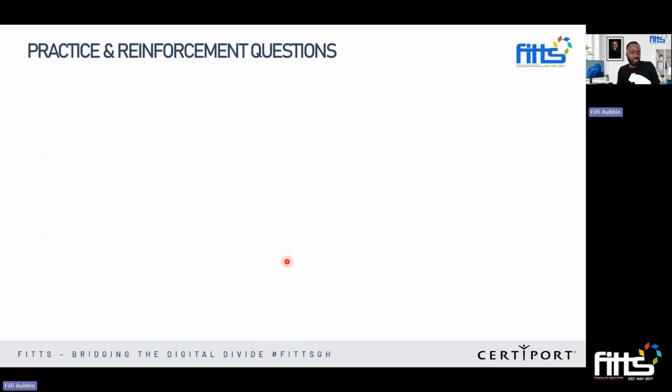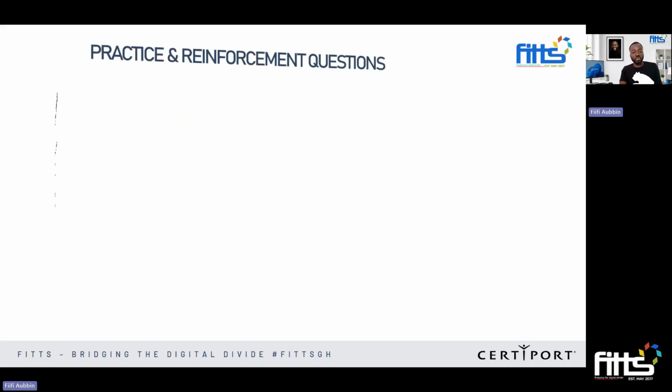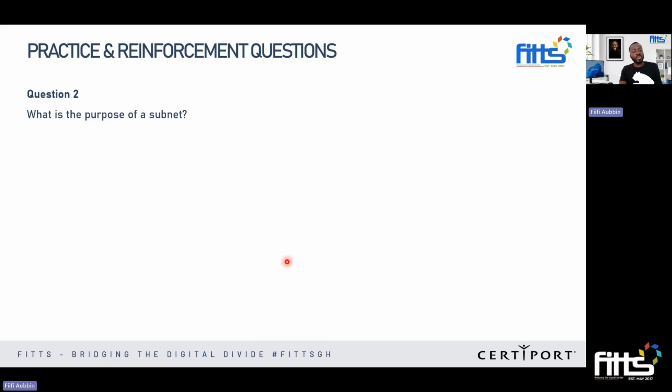So let's look at practice and reinforcement questions quickly. Question 1, which Azure service creates a private network in Azure? Is it NSG, VNets, DNS, VPN? If you followed, then the answer is B, which is VNets. Good. Question number 2, what is the purpose of a subnet? The subnet divides it. So the answer here is to divide a network into smaller, manageable sections so that we can easily manage it for security reasons and all of that.